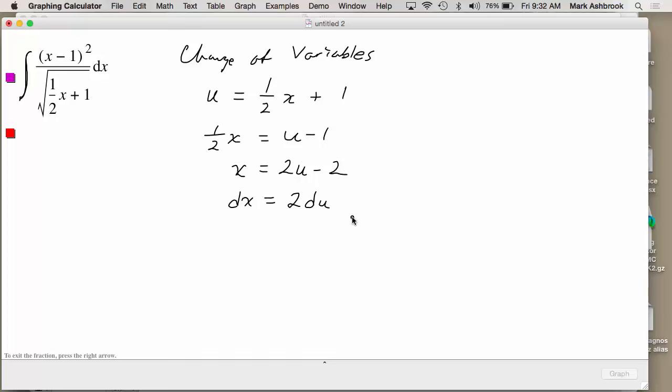Questions on that? So now what does the integral become? Integral of... over here, our x is 2u minus 2, minus 1, squared, over the square root of u. That's what we wanted. Simplify that square root, and then times 2 du. Do you follow what we did? Do you see why this is helpful? Do you see where we're going?